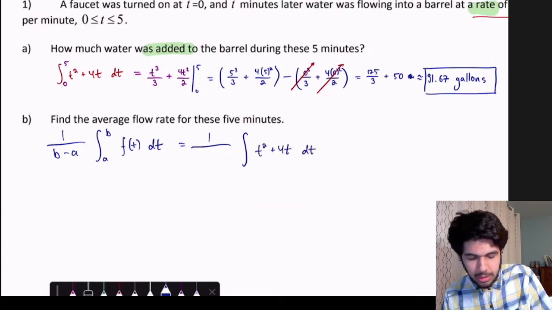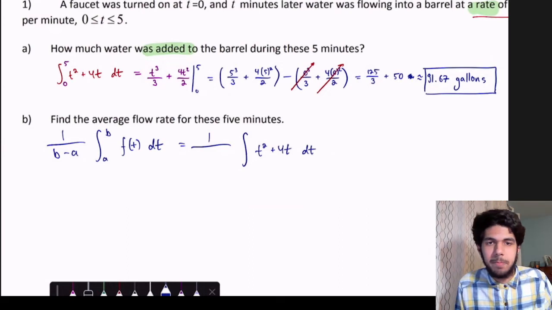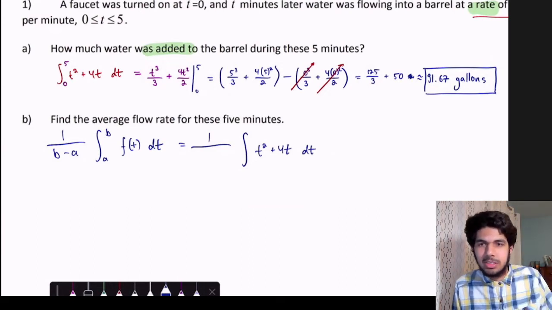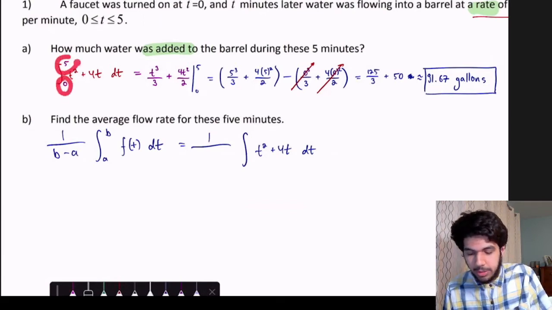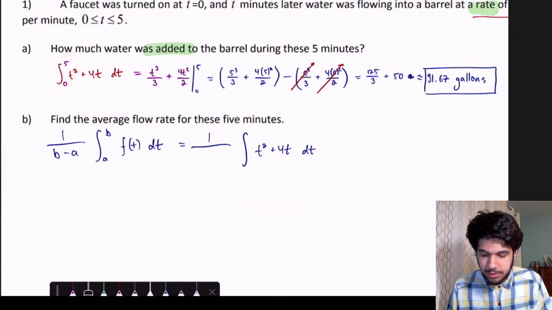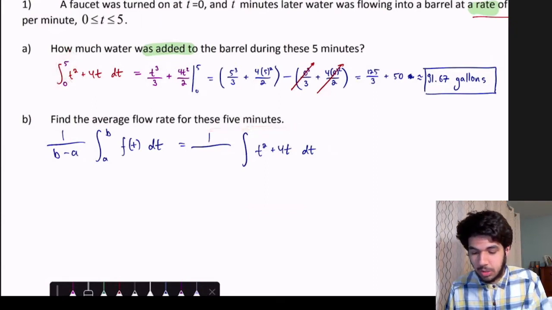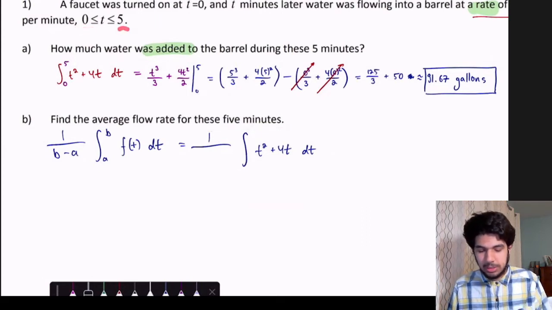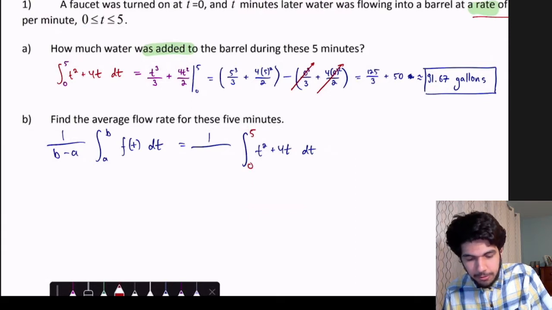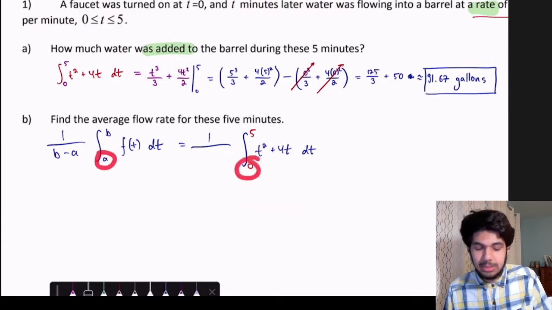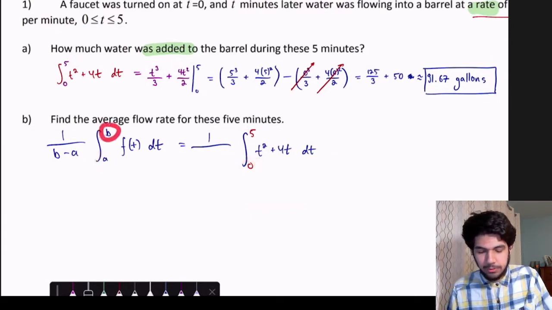And we're going to integrate with respect to time. So now it's just dealing with this b and a thing, and it's just going to carry over from the first part to the 0 and the 5, right? The question asks for the average flow rate for these 5 minutes, starting from t equals 0 to t equals 5. So the limits are easily 0 and 5. So that means a equals 0 and b equals 5.